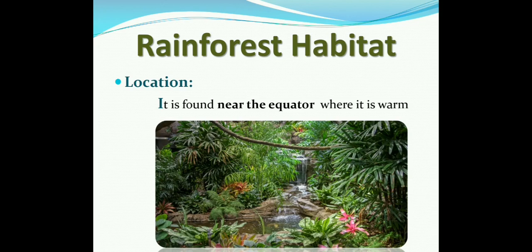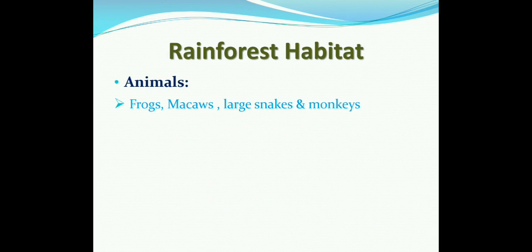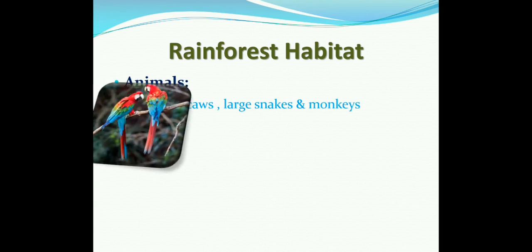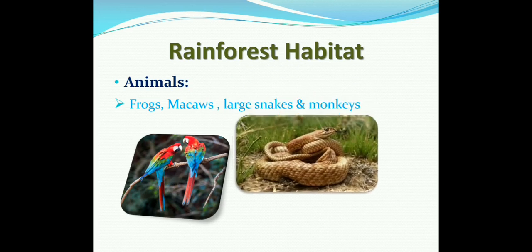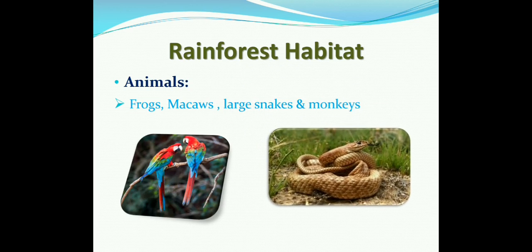The weather is warm. The animals that live in the forest are frogs, macaws, large snakes, and monkeys. The macaw is a bird, like the parrot. So animals that live in the rainforest are frogs, macaws, large snakes, and monkeys.